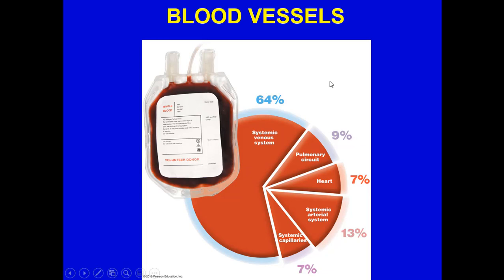All right. Here's a pint of blood. Now think about this. When we talk about the different circuits, systemic, pulmonary, what blood is in the heart, systemic arterial, systemic capillaries, look at the difference here. This is almost two thirds of the blood volume occupying the systemic venous system. That's going on all the time.